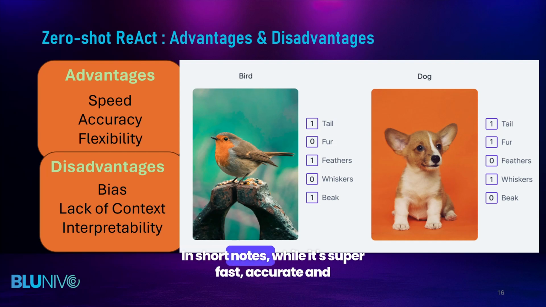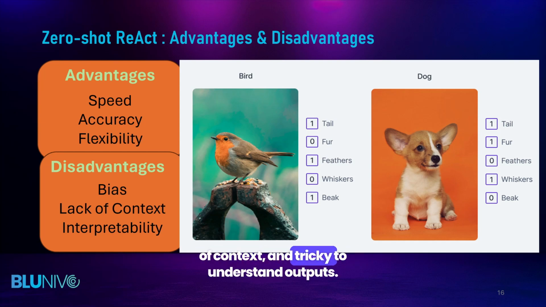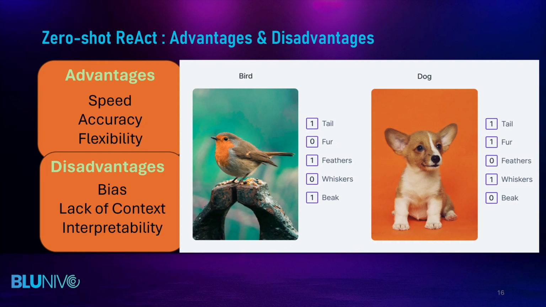In short, while it's super fast, accurate, and flexible, you've got to watch out for bias, lack of context, and tricky to understand outputs. But for tasks like captioning images, describing videos, and summarizing text, it's a pretty awesome tool.